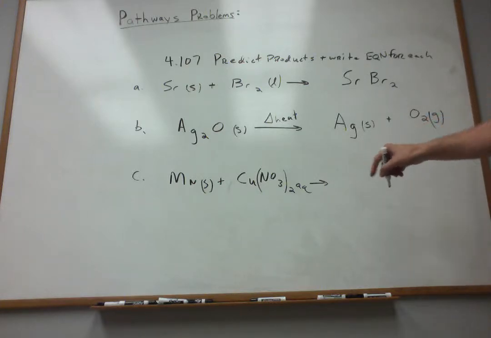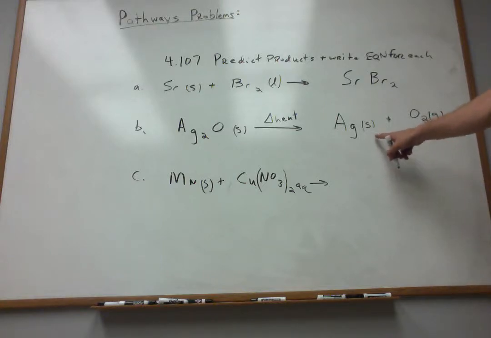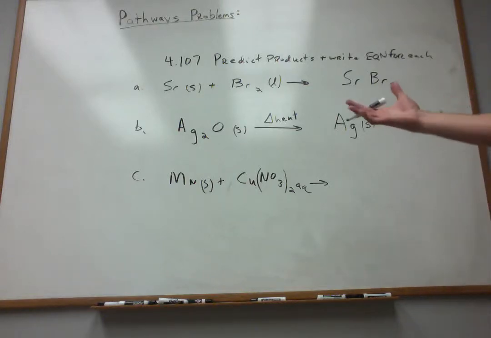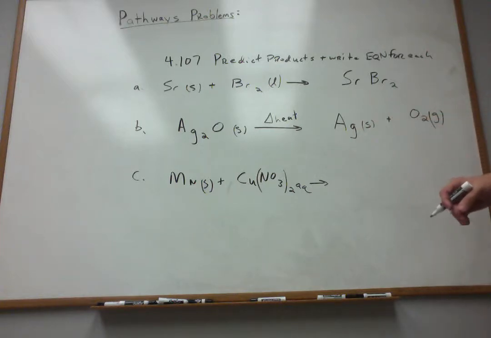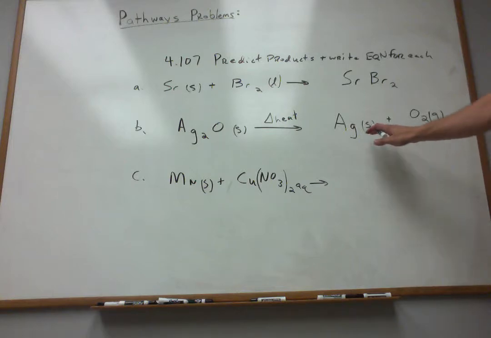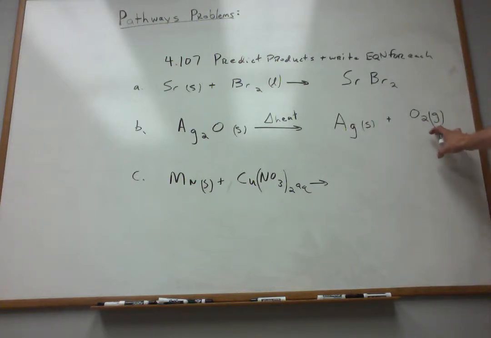So I write silver in its elemental state, oxygen as O2 gas in its elemental state. When I'm writing the products of decomposition reactions, such as this, I always do so in the elements. If it's going to fully decompose down to elements, I write it as the elements in their elemental forms, and that's important. Now I need to balance this.